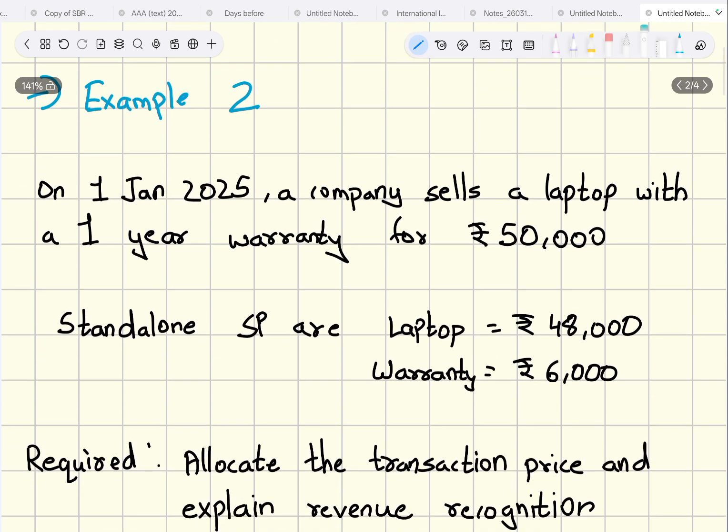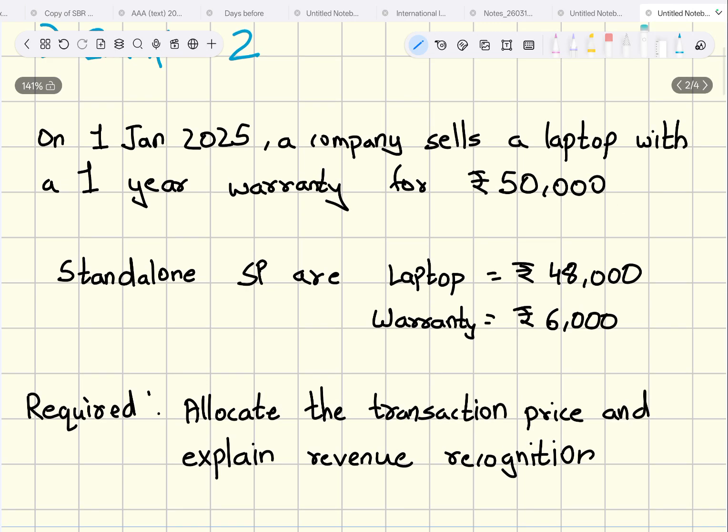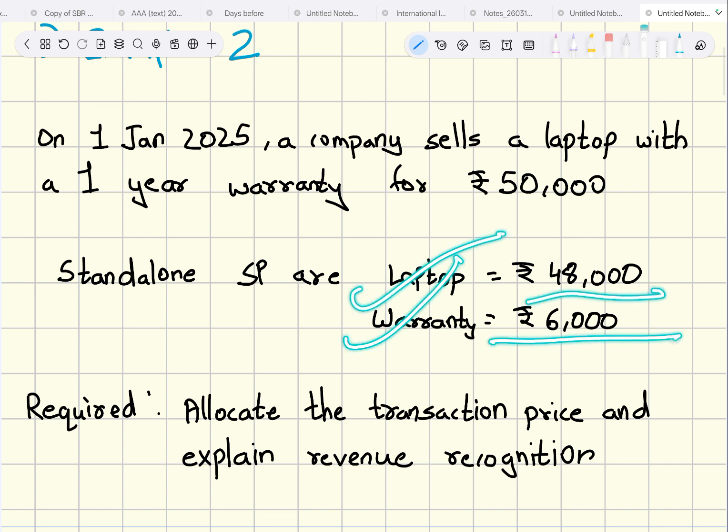Second example. This is slightly more complex. Still, it's an easy example. These kinds of examples won't be tested in your ACCA papers. Okay. So on 1st January, a company sells a laptop with a 1-year warranty for 50,000. The standalone price for the laptop is 48,000 and the warranty is 6,000.